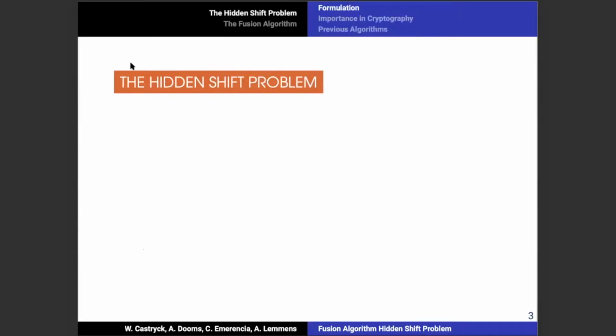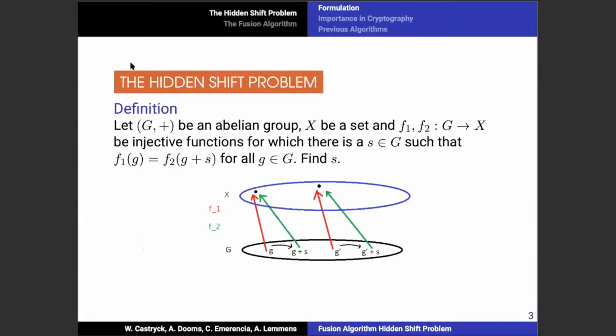So the hidden shift problem is stated as follows. We are given an abelian group G with the addition as operation, together with a set X and two injective functions F1 and F2 from the group G to the set X. And there's some unknown element S in the group, such that this equation here is satisfied. In other words, the functions F1 and F2 are shifted versions of each other. And the goal of this problem is to find this element S using evaluations of the functions F1 and F2.